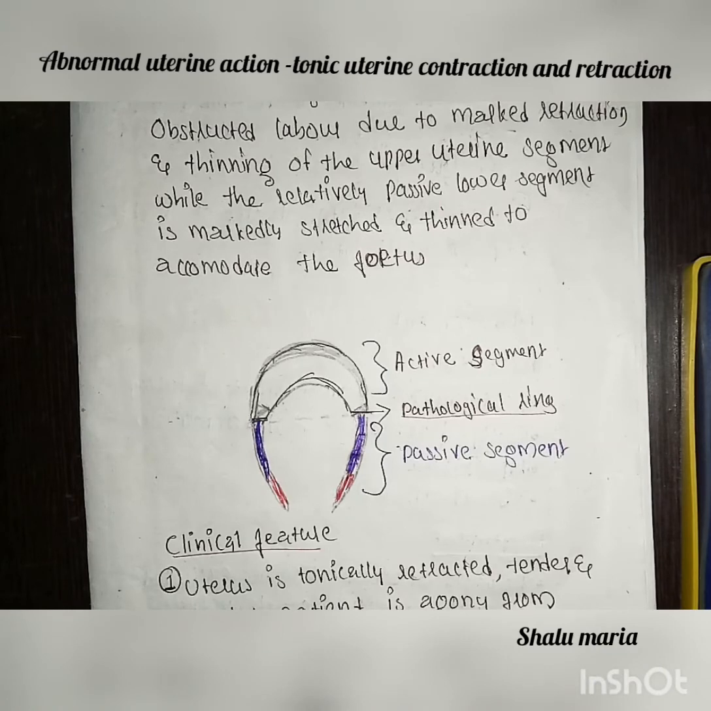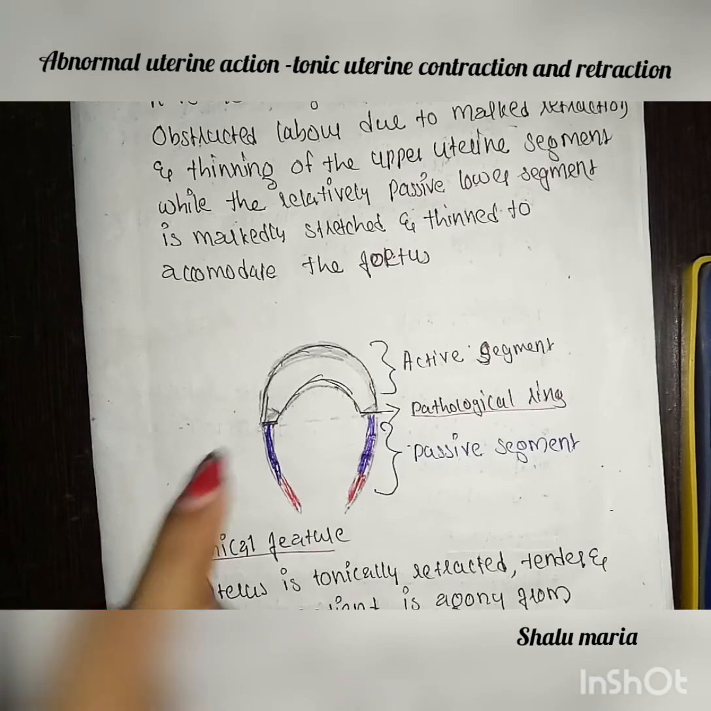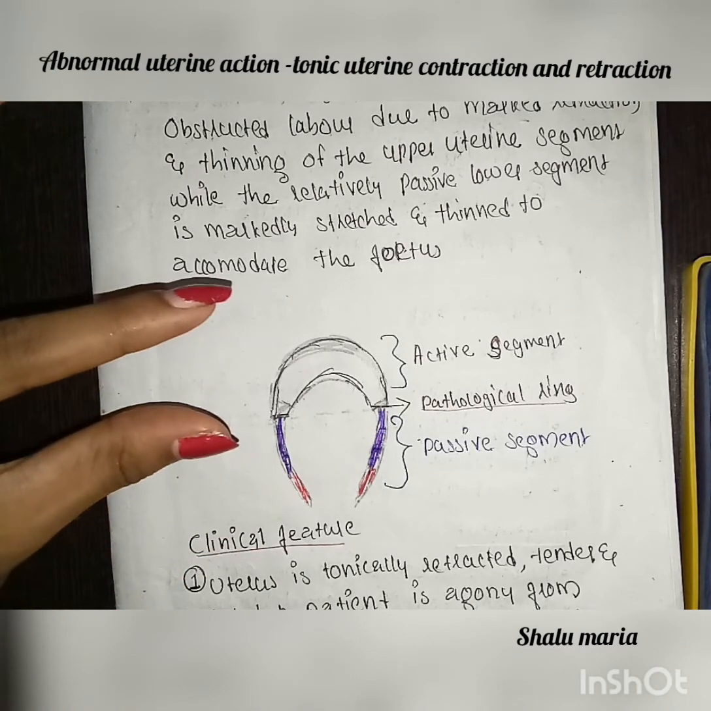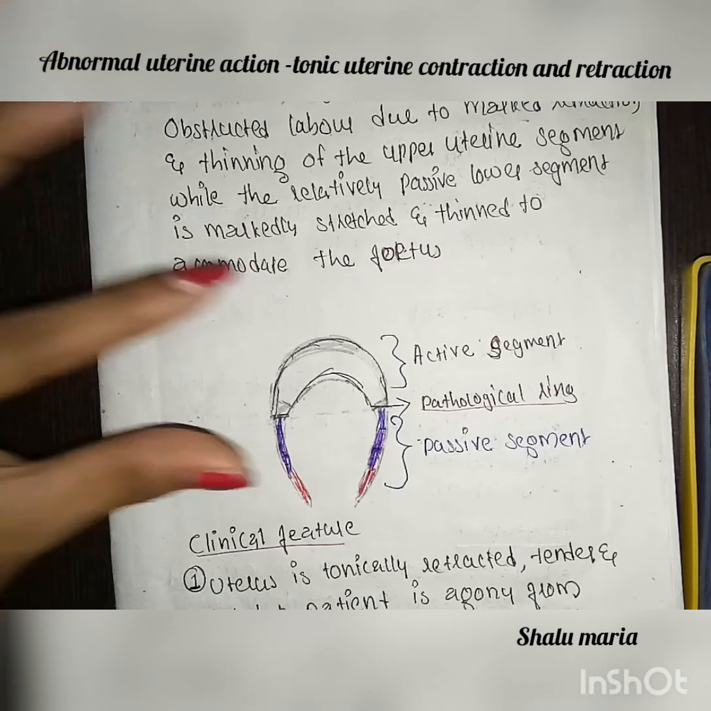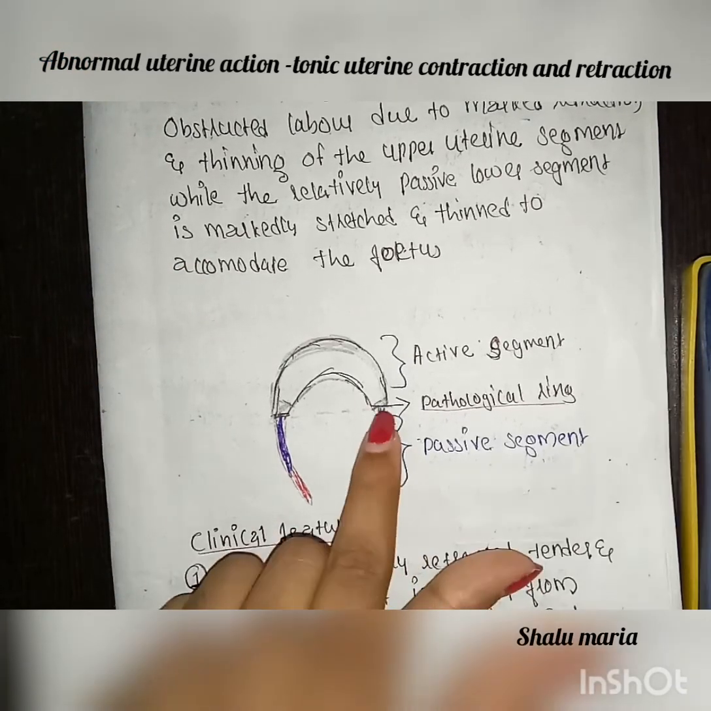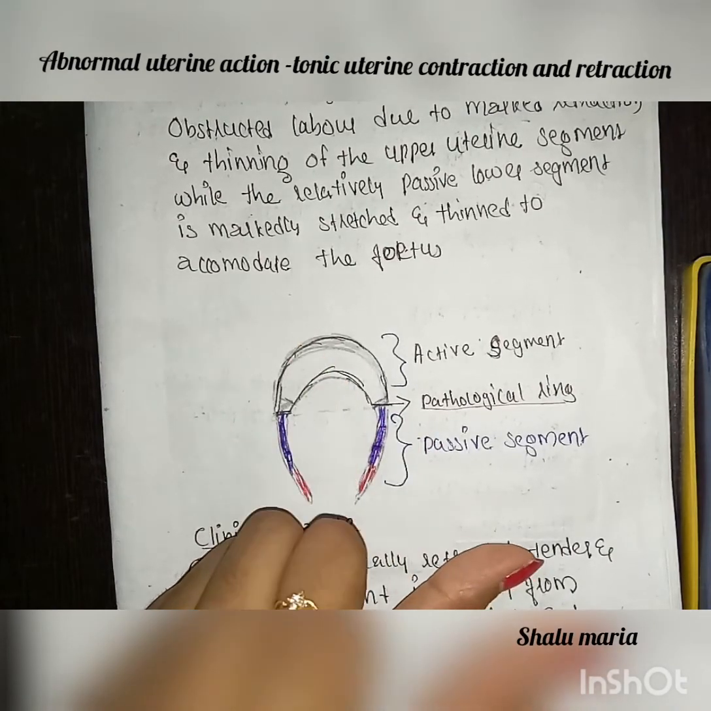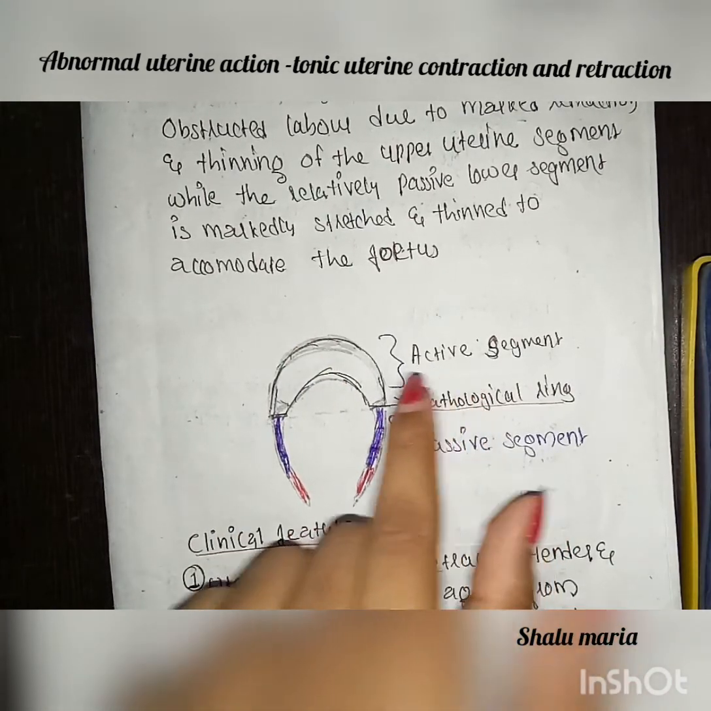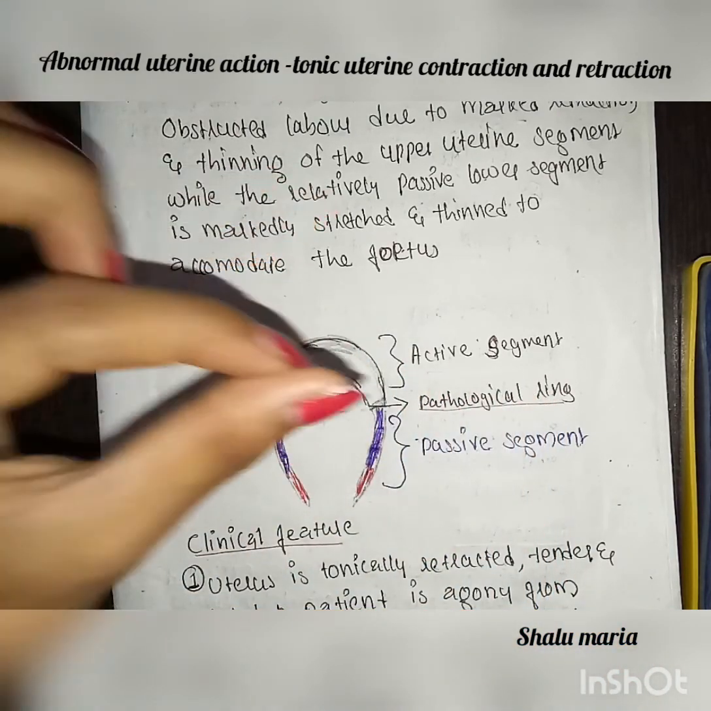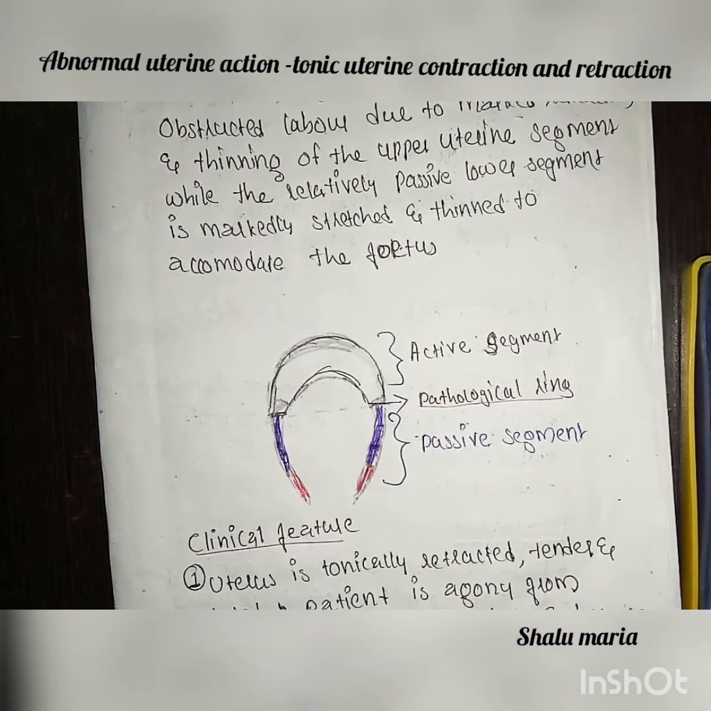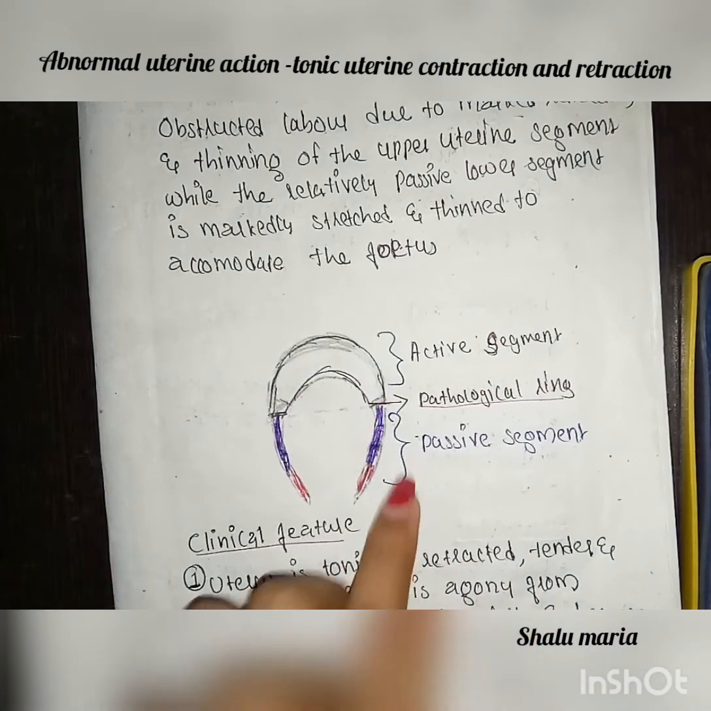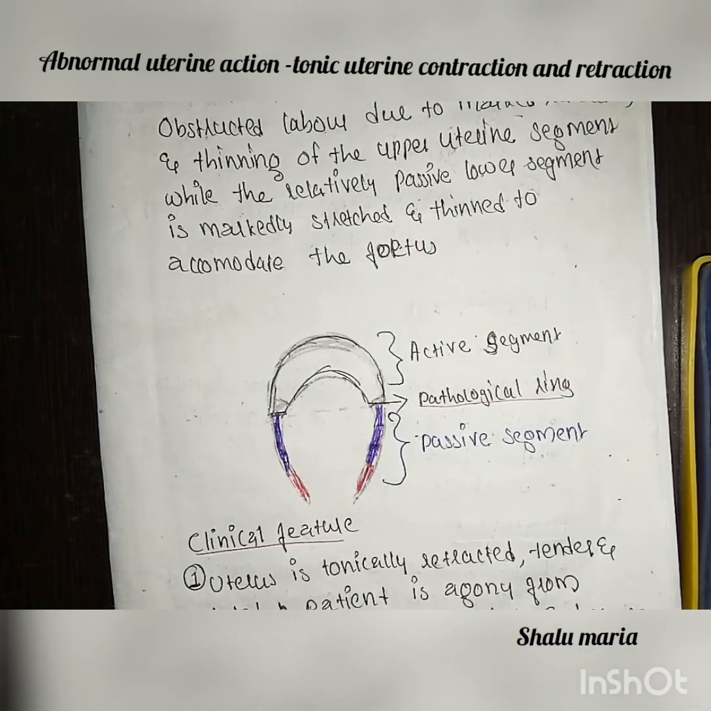Okay, now we can move on to this picture. While comparing this picture with the previous picture, we can see that the upper segment of the uterus is thickened and the lower part of the uterus is thinned. And we can see that the ring has risen up. The area above the pathological ring is relatively thick and is called the active segment, and the area below the pathological ring is relatively thin and is called the passive segment.